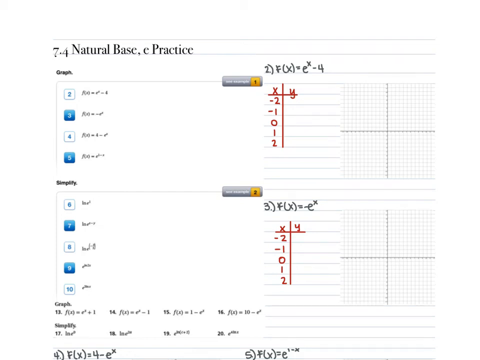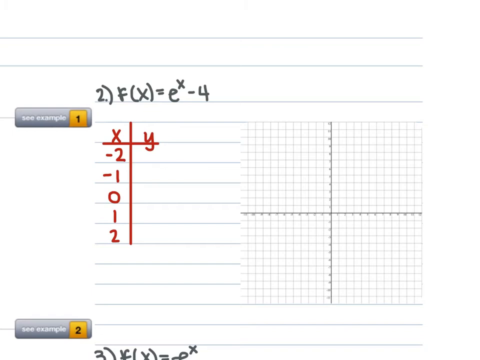7-4 natural base e practice solutions. With these, we're going to start by graphing. The first function that we have is f of x is equal to e to the power of x minus 4. So we're going to use our calculator for this.